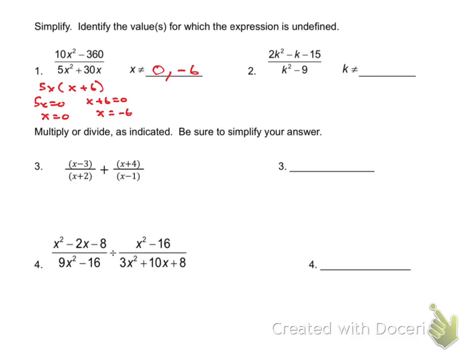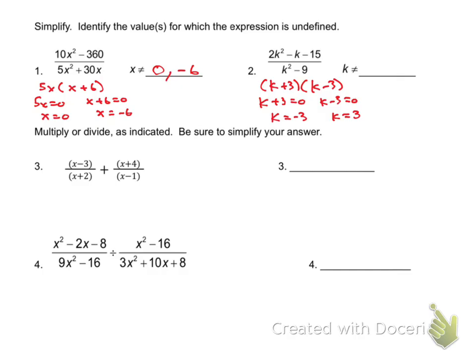Number two, factor the denominator. Difference of squares. That's k plus 3, k minus 3. We set them both equal to 0. We get k equals negative 3, k equals 3.